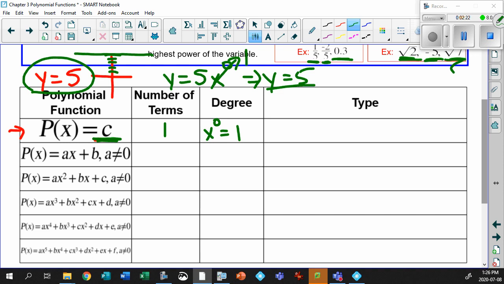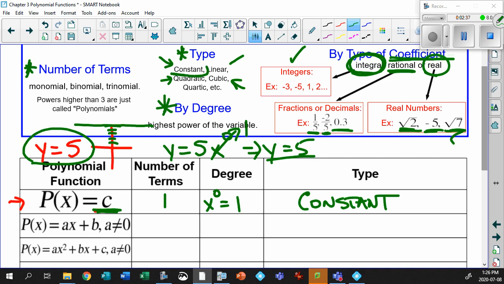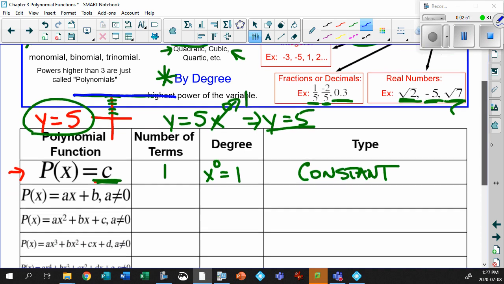So what type of polynomial is this? Well, since it's just equaling a number, this is a constant. The type of polynomial is a constant. That means this never changes. No matter what value of x you put in, y is always going to equal 5. Now I'm getting there. I got the trick in here.